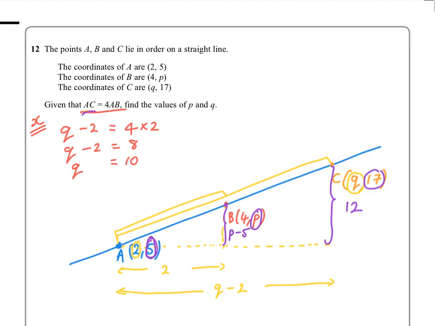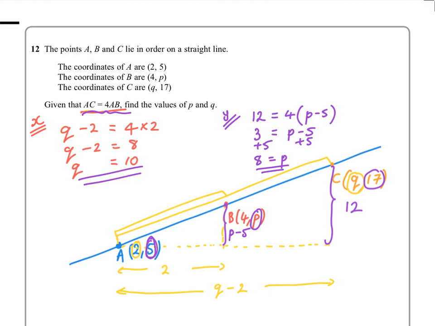So let's go by this rule again, and let's look at the y component. And so AC, the y component would be 12, is 4 lots of the A to B, which is P minus 5. So we'd have a situation, I'm going to divide both sides by 4, and then I'm going to add 5, and then I'd have P is 8 and Q is 10.